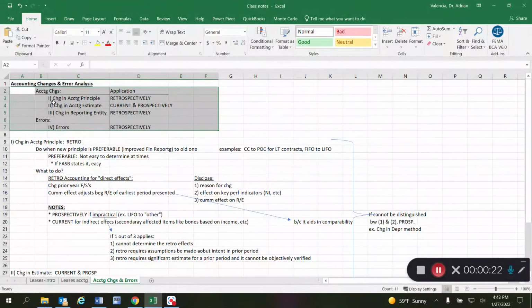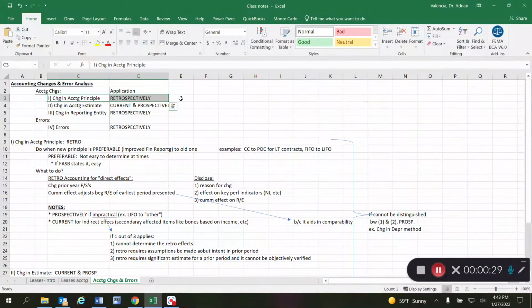If we have a change in accounting principle, we will apply that change retrospectively. So in other words, we will go back to previous periods and change the information as if that accounting principle had been used. If it's a change in accounting estimate, the way we handle it is currently and prospectively. So we will not go back and change any financial statements from the past, but we will update the financial statements based on the new information for the current period and for future periods.